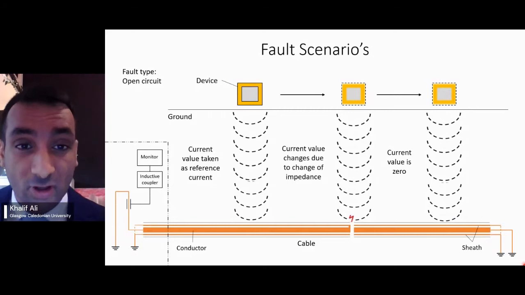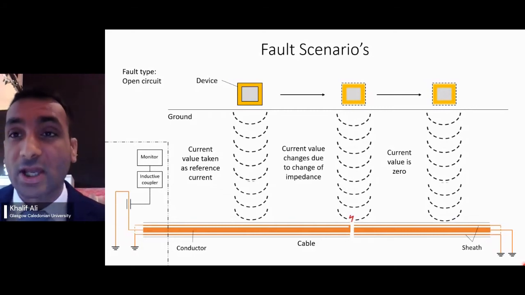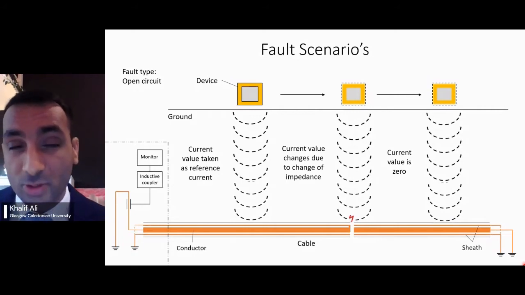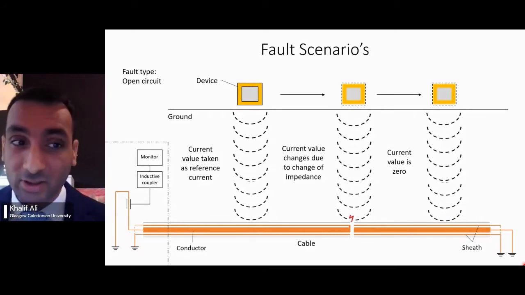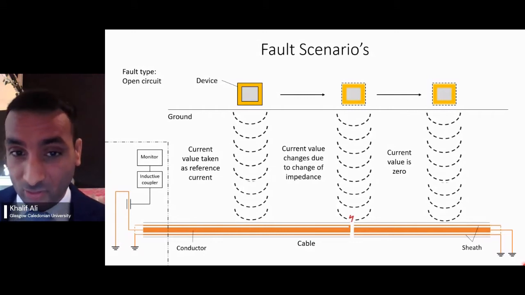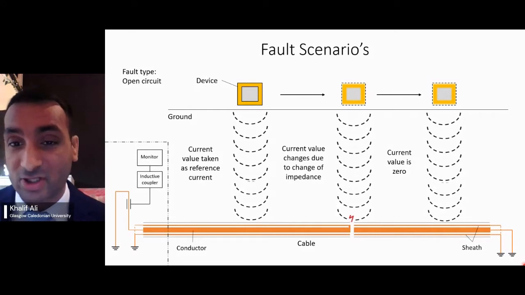Similar to the open circuit fault scenario, case studies provided by Scottish Power have proven that when an open circuit fault occurs, one section of the cable or one side of the fault is likely, not always, but likely, to become short-circuited, whereas the other side will be open-circuited. And sometimes both of them can be short-circuited. It depends on the fault and the characteristic of the fault.